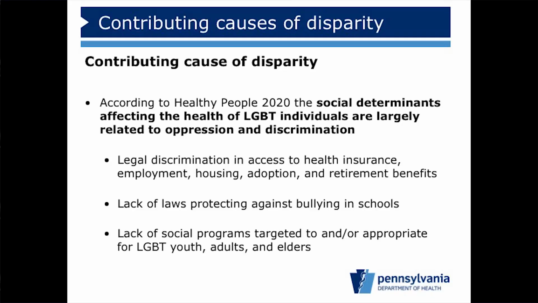And lots of healthcare disparities, and it's the social determinants of health that are related to depression and discrimination. So in terms of mental health issues, in terms of substance abuse issues, which can be increased in transgender individuals, LGBT individuals in general, it's nothing about being LGBT. It's nothing about being on the rainbow which predisposes you to mental health issues. It's the discrimination and the harassment that individuals face that leads to some of these negative mental health outcomes. Legal discrimination in terms of health insurance access, employment, housing, retirement benefits, lack of laws protecting against discrimination in schools, and lack of social programs for LGBT youth and adults.